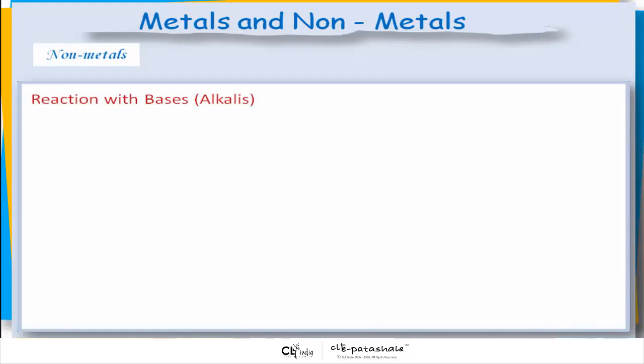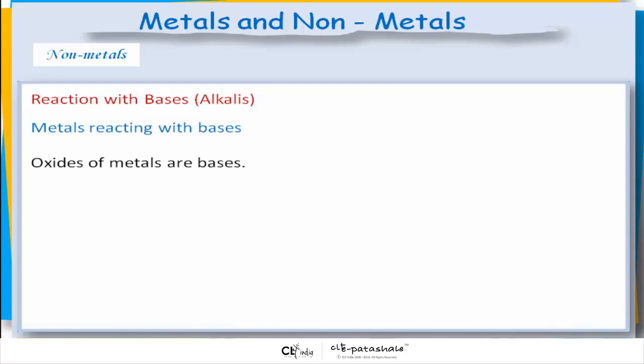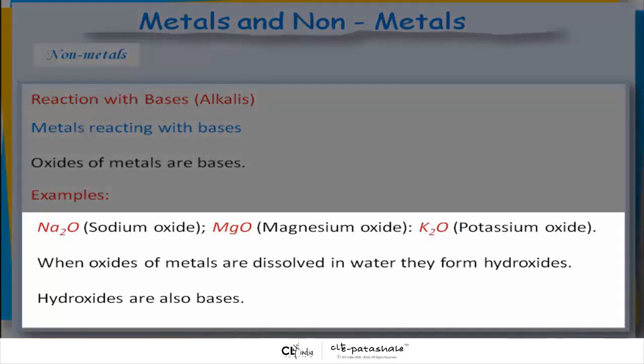Reaction with bases. Oxides of metals are bases. For example, Na2O, that is your sodium oxide, MgO, which is your magnesium oxide, K2O, the potassium oxide. When oxides of metals are dissolved in water, they form hydroxides. Hydroxides are also bases.